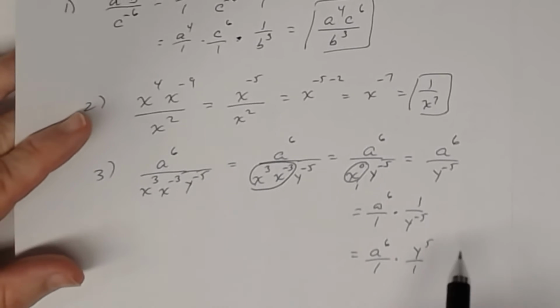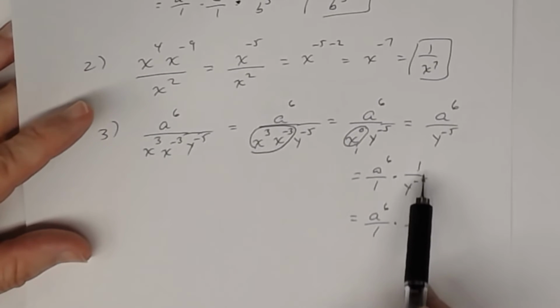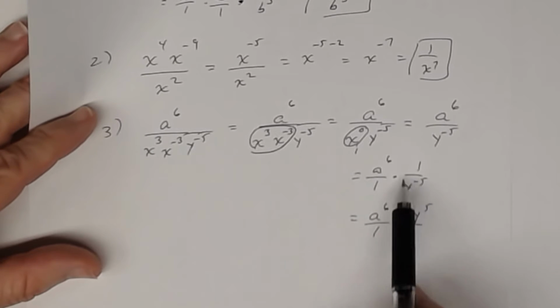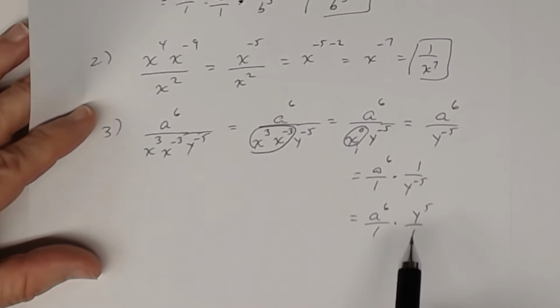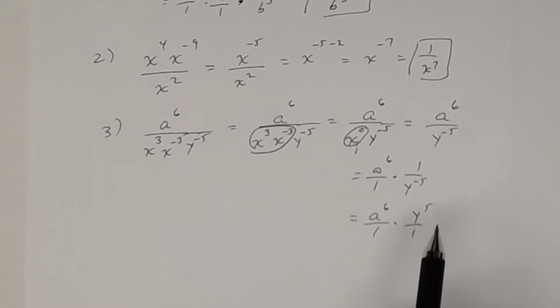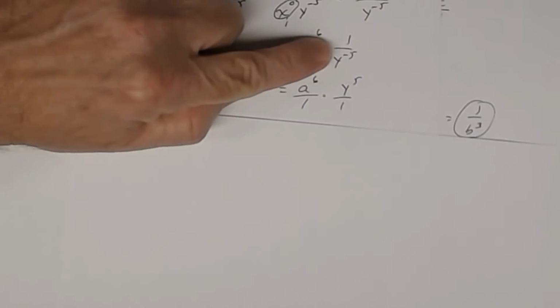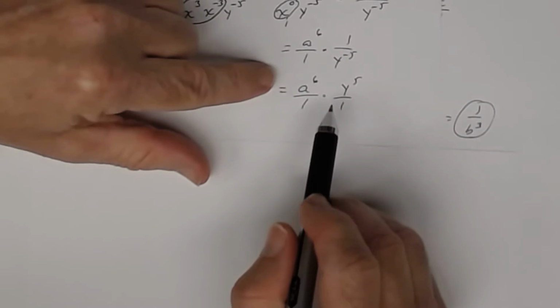Now I want to mention something. Some students confuse what I did here. Some students think that all you do is take the reciprocal of this fraction. That's not true. So it's very important you understand what's happening here. The reason why is because of this.